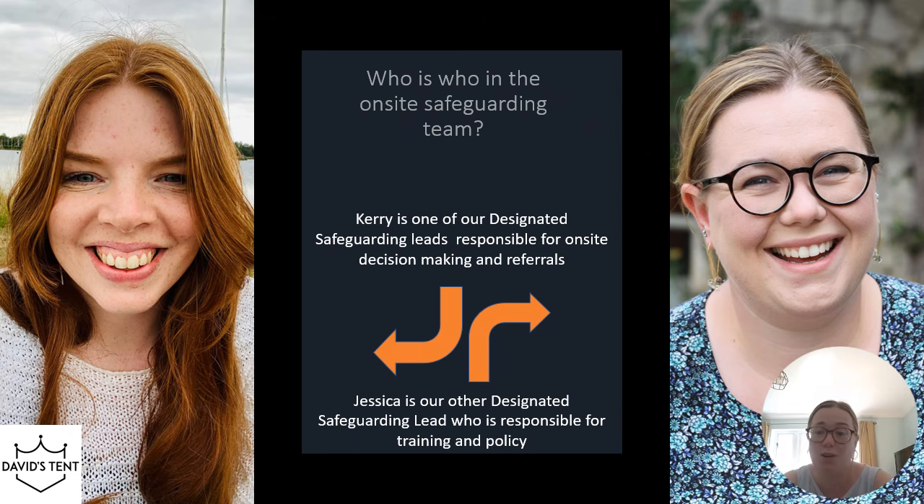However, at the event, you're more likely to see one of these 2 people. So you've got Kerry and then myself, Jessica, and we are both designated safeguarding leads. Kerry's a social worker and I'm a teacher. We have slightly different responsibilities. So Kerry's brilliant with decision making on site, making referrals to the local authority. I get to do your training.